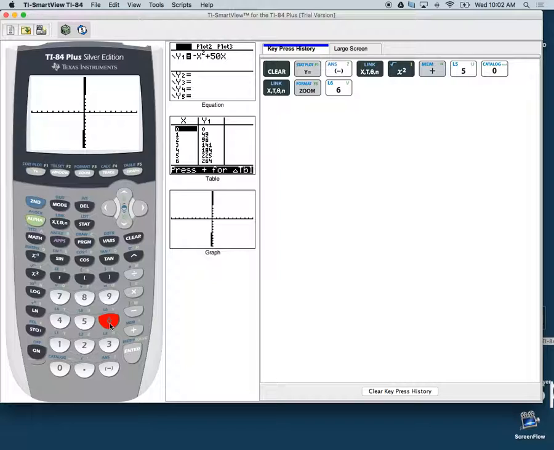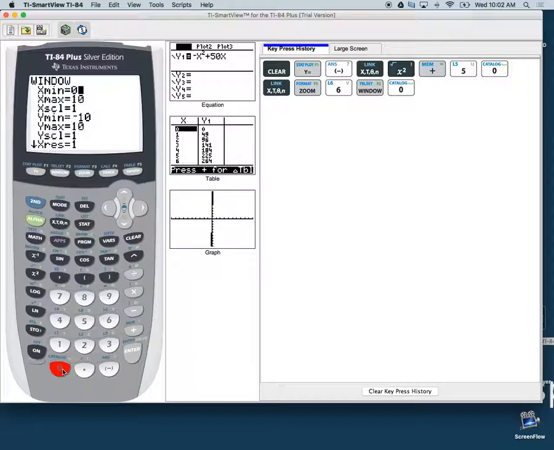50. Good. Okay. So I'm going to change my window, and the window button is, I can't see it. Is it that one? Yeah, the second one in. I'm going to change x min to 0 because we can't have a negative distance. The dog would pop into another dimension. We want the max to be 50.